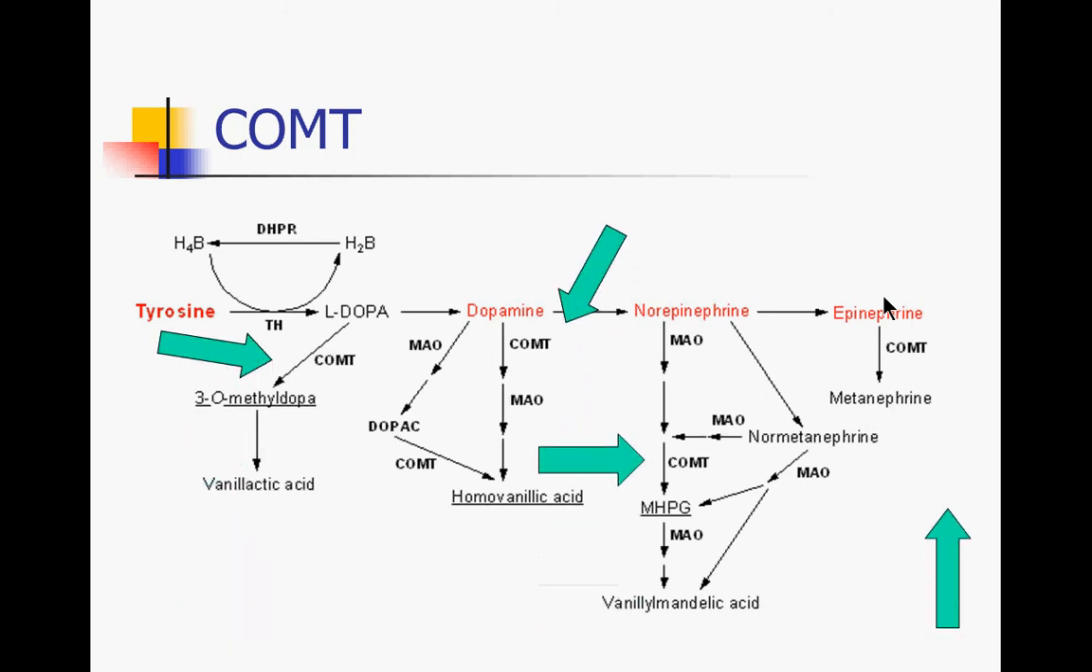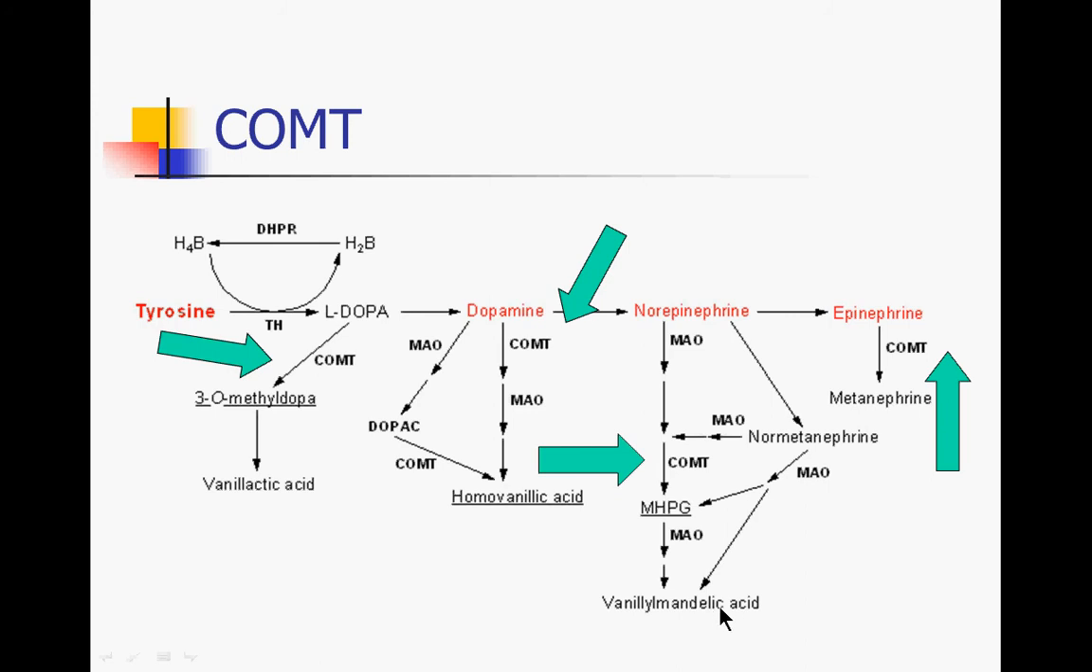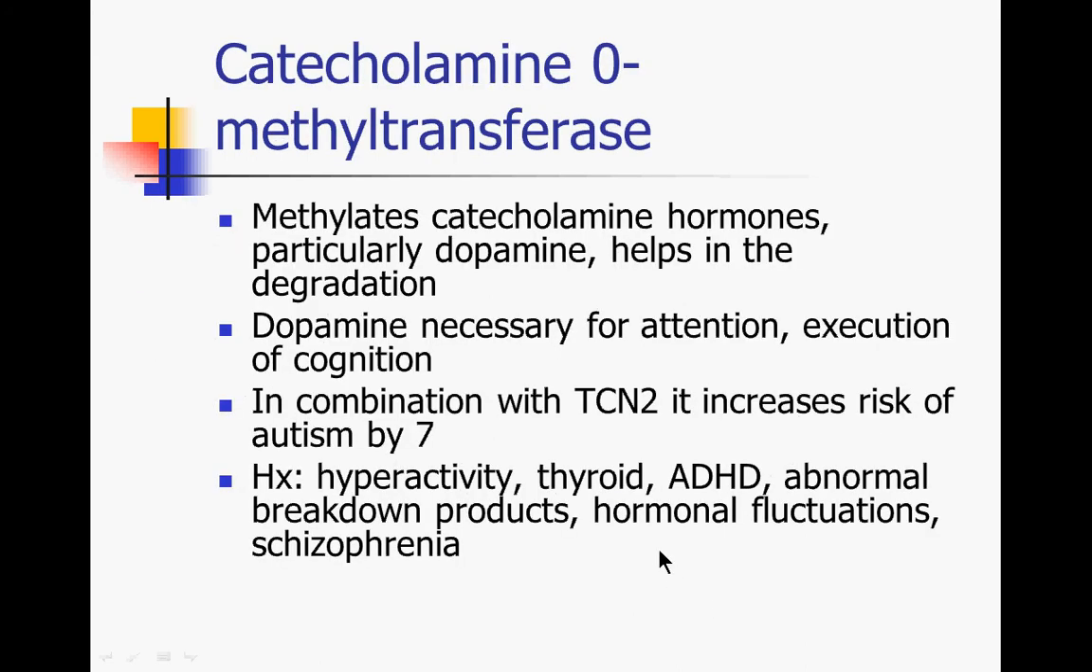So again, here are those COMT enzymes. The catecholamine hormones are methylated, and it helps them in the degradation process. Again, we've talked about dopamine being important for attention and execution of cognition. When you combine this with the transcobalamin polymorphism, it increases the risk of autism by 7-fold. So we are finding that these polymorphisms, which are in the genetic sequences that are normally there, combine with an environmental stress that says we need more or we need to break it down quicker, and that raises these levels extremely. So again, we see hyperactivity, a thyroid problem, ADHD, and I can look in the blood and look at these breakdown products very easily. We see hormonal fluctuations, and as I said, schizophrenia is very common.